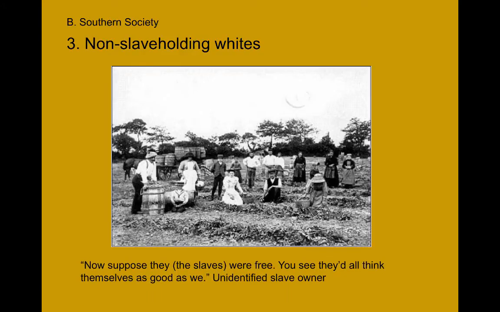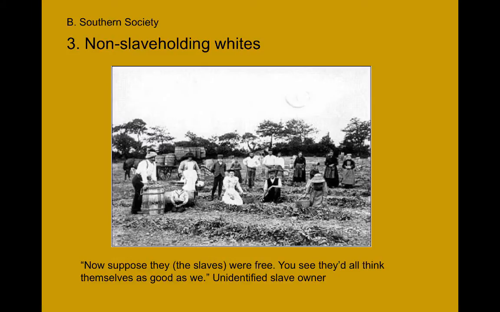Now, these people were going to form the majority of the Southern Army during the Civil War, and you might ask yourself, well, why would people who own no slaves fight on the side of the Confederacy? It's because of status. You can see from this quote, it says, "Now suppose they, the slaves, were free. You'd see they'd all think themselves as good as we." And besides some grammatical problems here, we see that the poor white population of the South, they don't want slavery to end, because as long as there's slavery, they're above somebody in the social structure.